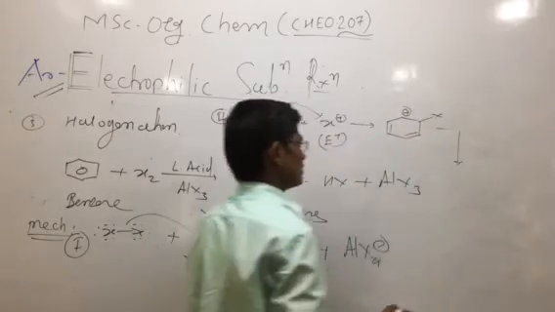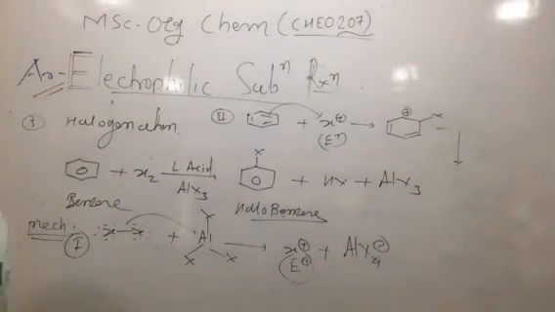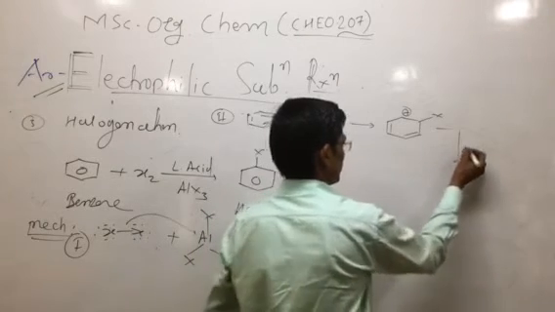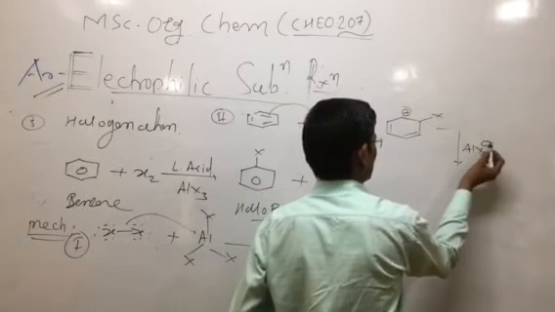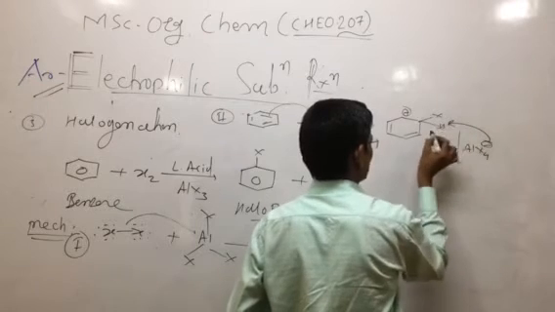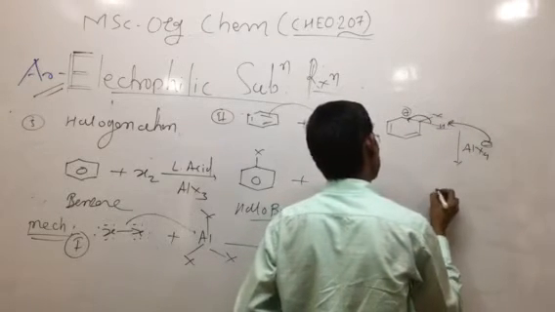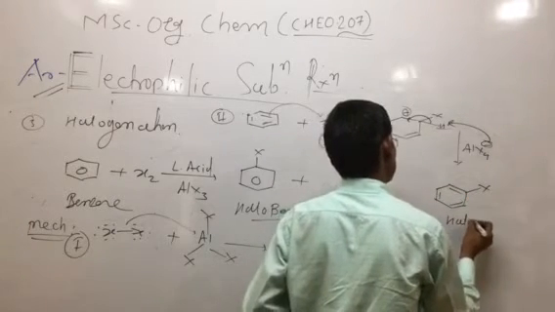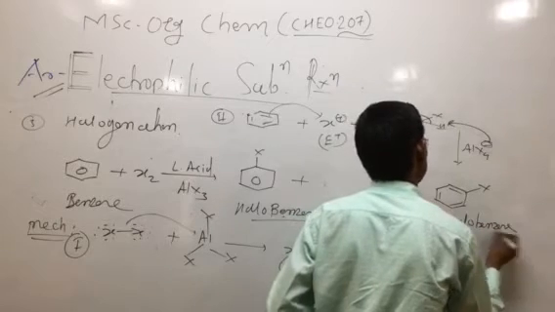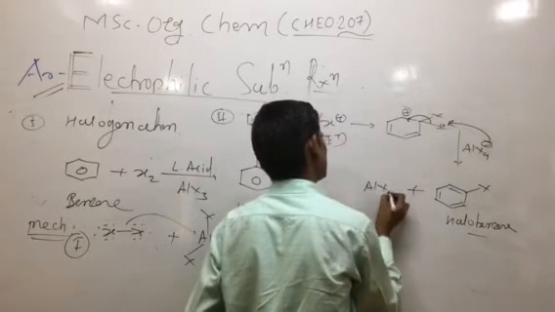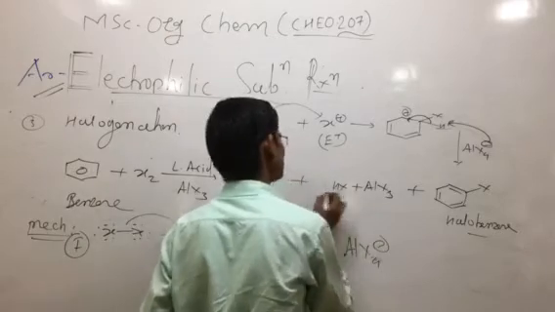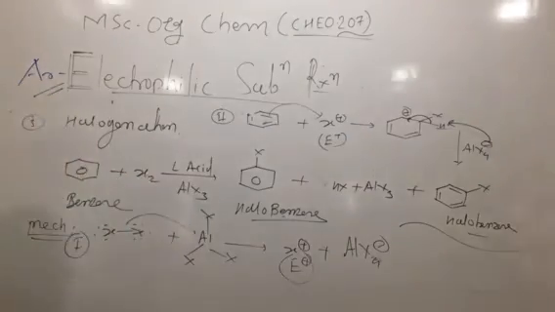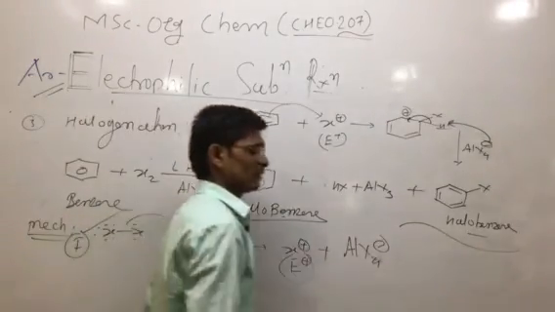In continuation, the next step is that it reacts with AlX4 negative. Here AlX4 negative acts as a nucleophile, having the tendency to take the proton, and the bond shifts toward the electrophilic carbon atom. Here there is generation of halobenzene, with side products AlX3 and HX. So halobenzene is formed.